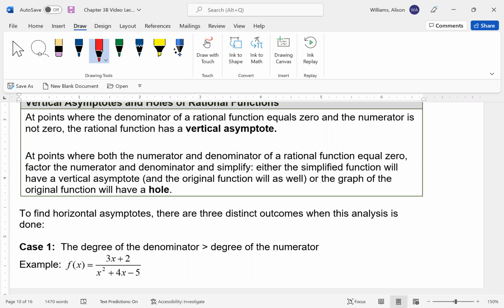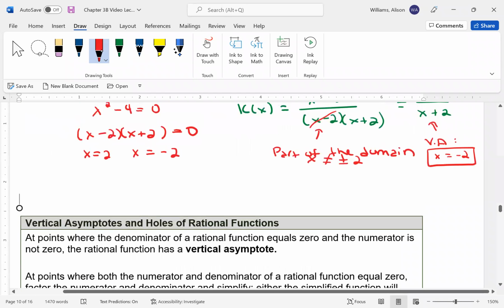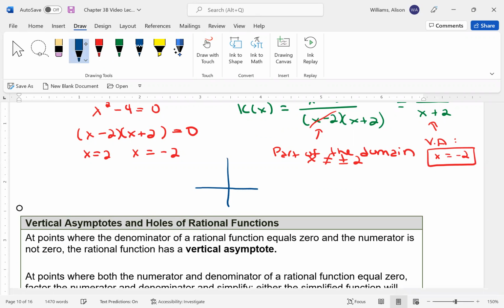Now, because Desmos is a computer, it doesn't quite know how to draw holes in the function. But what that means is, wow, it's very small. What that means is if I were to actually graph this function, here's the vertical asymptote that showed up. And then at x equals 2, it's going to literally have a little hole in the function. So it's going to keep going.